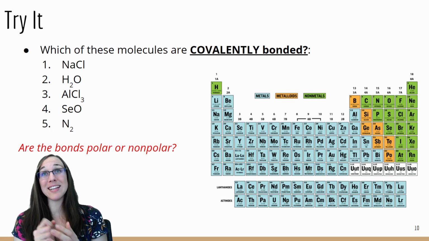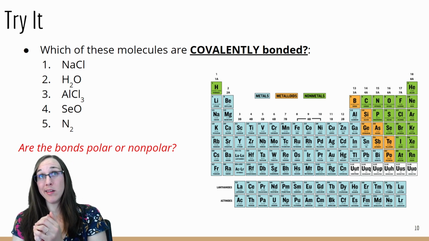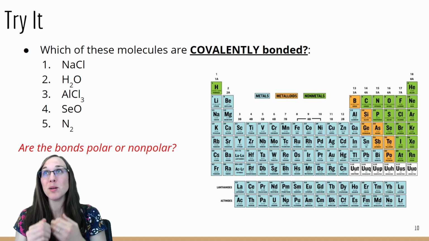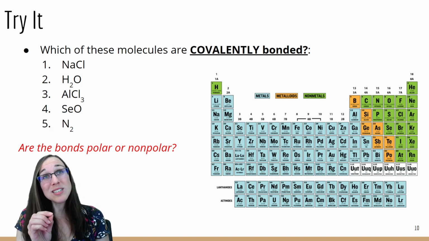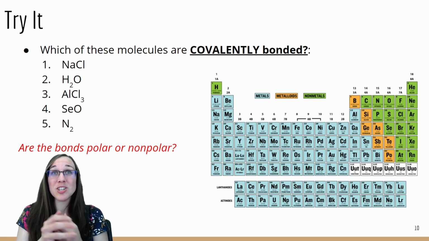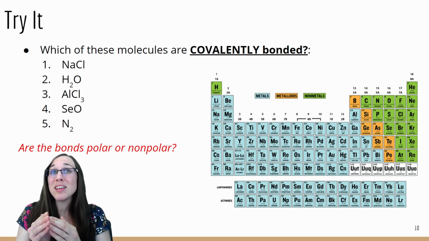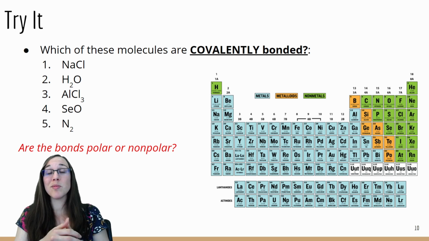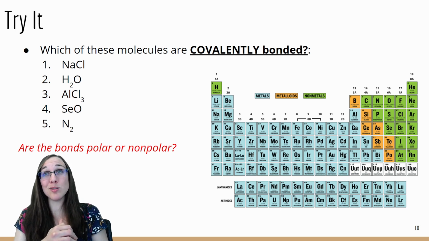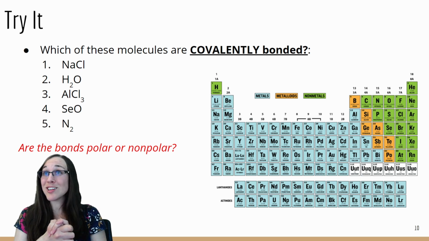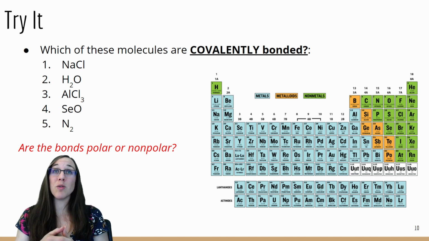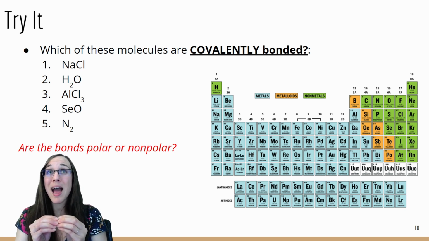So if we look at number 1, that's NaCl. Well, if we find Na on the periodic table, it is blue. It's a metal. It can't be a covalent bond because there's a metal atom present. Even though Cl is a nonmetal, it's in the green section of the periodic table, it's bonded to something that's a metal. That means it cannot be covalently bonded. It breaks our definition. Number 2, H2O. We have two H's. Well, H is green, so check mark. And oxygen is also green, check mark. Both of those are nonmetals. Therefore, water, H2O, is a covalently bonded compound molecule.